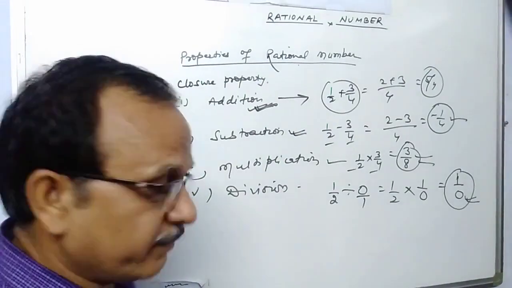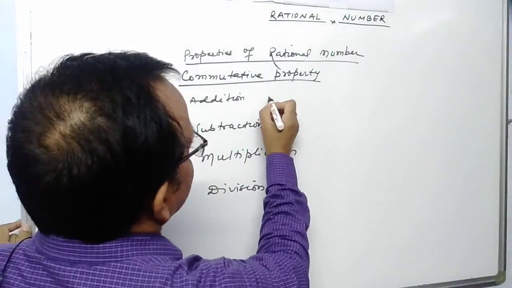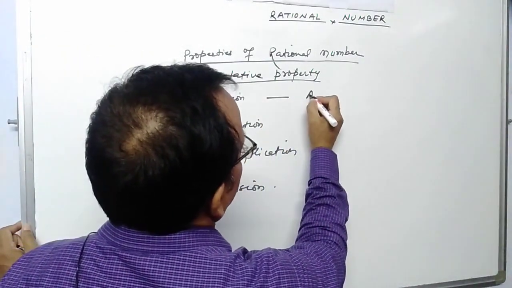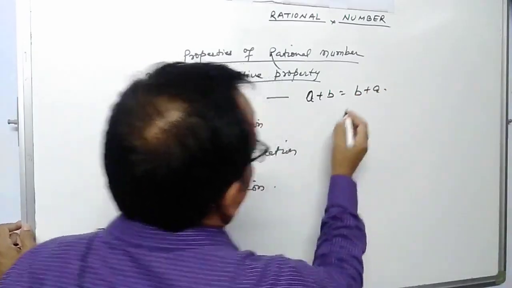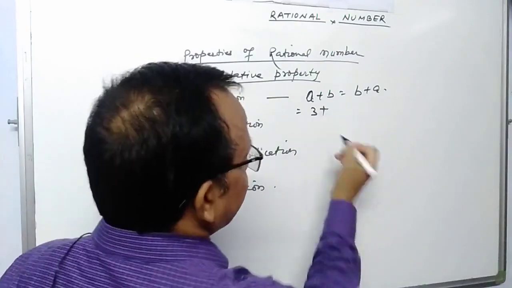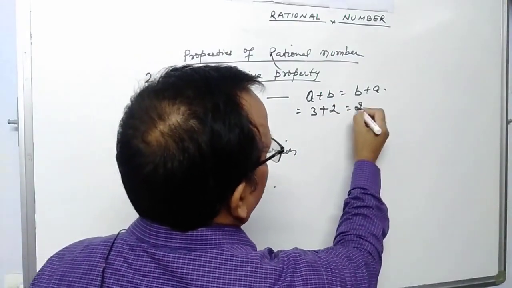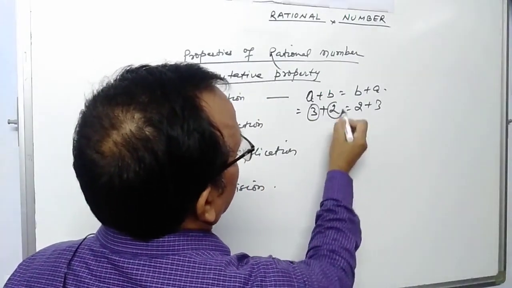Clear? Okay. Next property, that is commutative property. Now in case of addition, commutative property means a plus b should be equal to b plus a. Any example you can take. Suppose 3 I am taking. 3 is also a rational number, 2 is also a rational number, and 3 plus 2 is equal to 2 plus 3. That is, suppose a is equal to 3 and b is equal to 2.